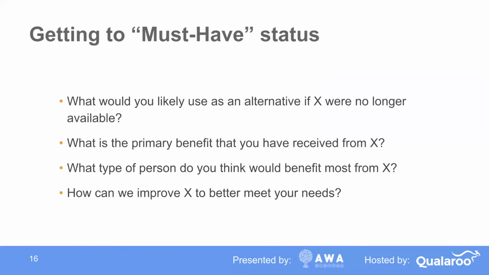So Sean came up with these questions that you would ask to those who didn't answer as you would hope they would. What would you likely use as an alternative if this product were no longer available? What is the primary benefit that you have received from it? What type of person do you think would benefit? And these kinds of questions, the responses, and this would be open text responses, this follow-on question. And the responses you get from this, if you act on that, will edge you closer to that elusive must-have status. So a great one to use if that's the phase that your product is in.